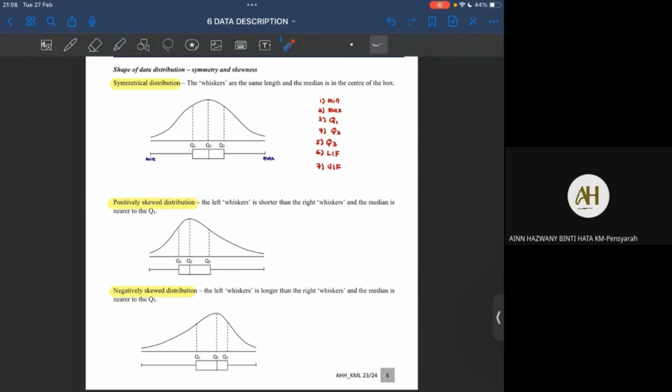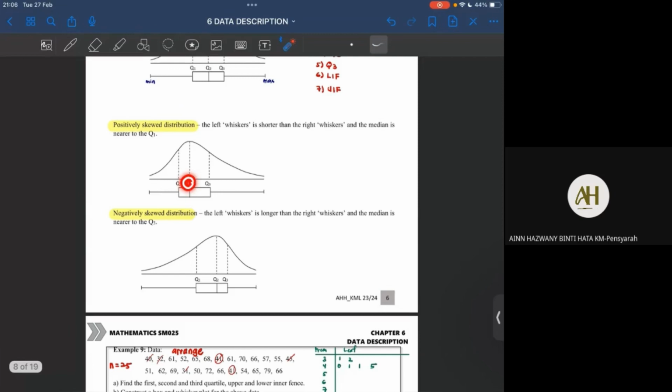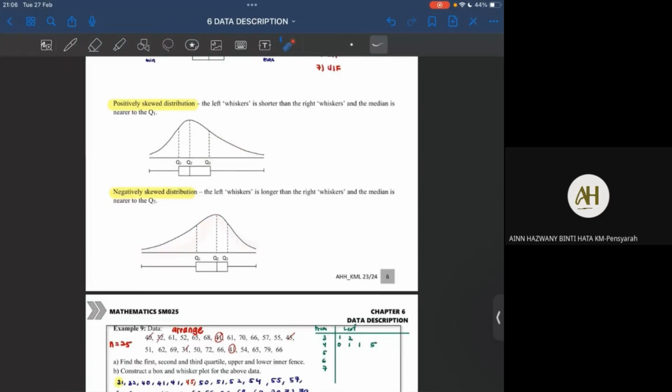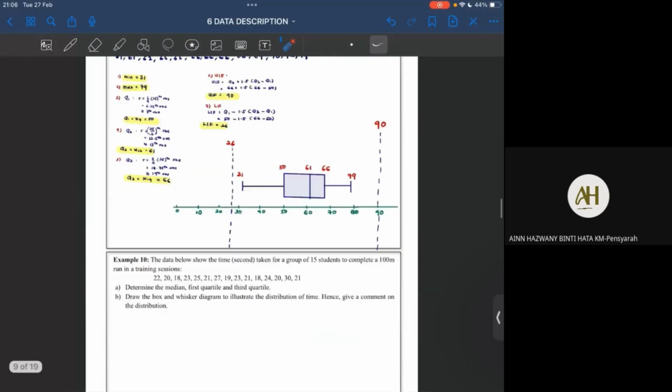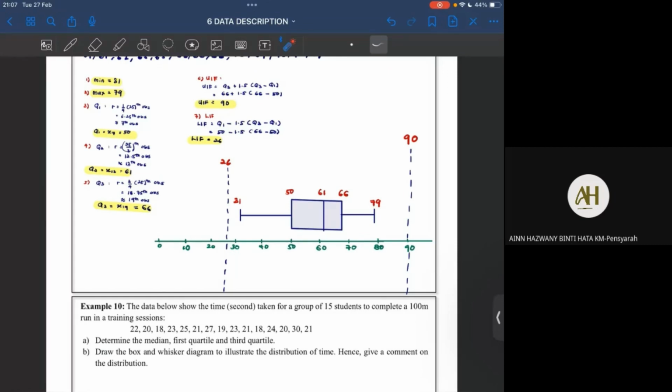So jikalau nilai antara Q2 dan minimum sama dengan Q2 dan maksimum, dia simetri. Okay. Kalau nilai Q2 dan minimum kurang daripada Q2 dan maksimum, dia positively skewed. Okay. Data ni turun dekat sini. Kalau dia kiri macam ni pula, okay, kalau Q2 ke minimum lagi besar daripada Q2 ke maksimum, dia negatively skewed. Okay, senang cerita, kalau dia turun lebih banyak dekat sini dia positif, kalau dia turun banyak di kiri dia negatively lah. So, what do you think about our data? Positively ke negatively skewed? Negatively. Negatively skewed.